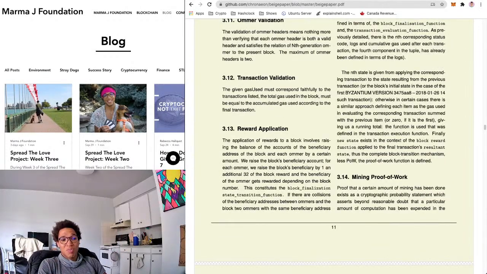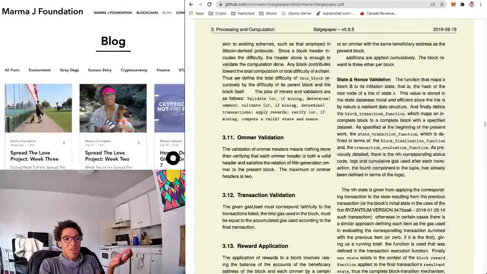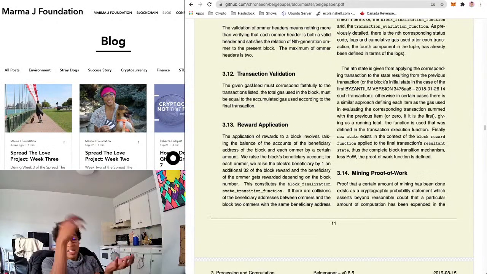Honestly, that makes no sense to me. I don't know why any of that's important. When the state is given from applying the corresponding transaction to the state resulting from the previous state, yeah, man, I get it. They're trying to be really smart about it, I suppose, but they're saying the state is given by applying the transitions to the state. So you take the state, you apply all these transactions that you verified to the state, like you validate state and nonce. So you take the state at a certain nonce, take all the transactions, apply them to the state, increase the nonce, and this is now your new state. I don't know why you're writing all these words for.